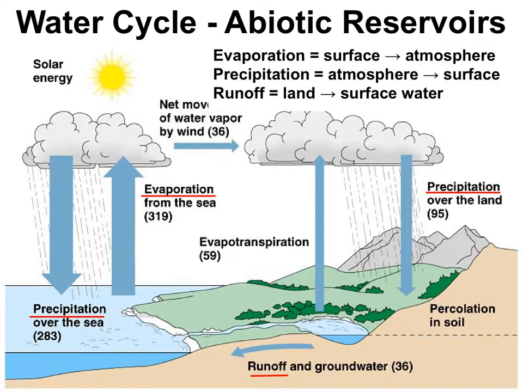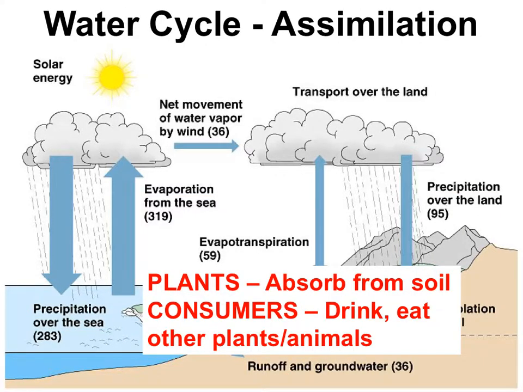Now, most of the time, water cycles between these abiotic reservoirs. Water falls from the atmosphere to the land by the process called precipitation. And then water gets from the surface, whether it's surface water or the land surface, by evaporation. Now, water can move from land into bodies of water by a process called runoff. Now, unlike other nutrients, water doesn't really need to be fixed. Instead, we can just go straight to assimilation.